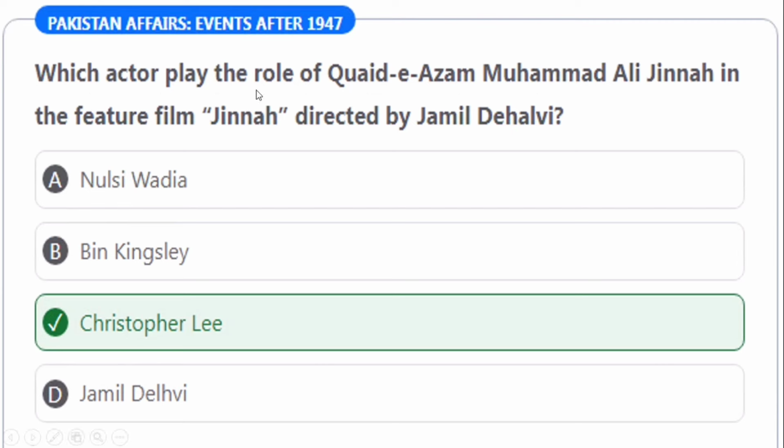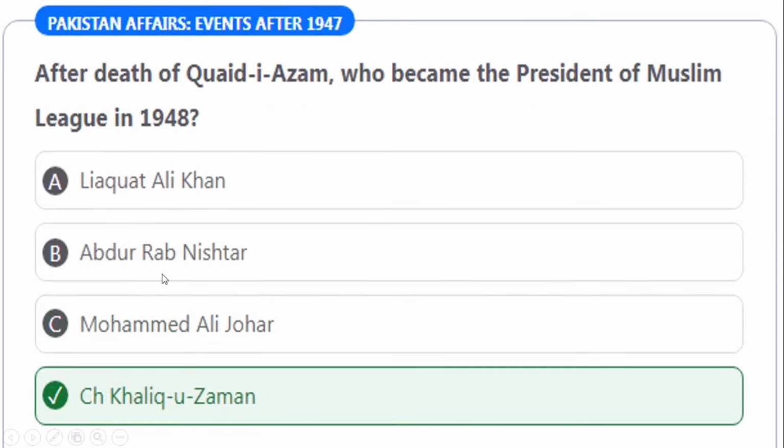Which actor played the role of Qaid-e-Azam Muhammad Ali Jinnah in the feature film Jinnah directed by Jamil Dehlavi? Right option A, C number, Christopher Lee. After death of Qaid-e-Azam Muhammad Ali Jinnah, who became the president of Muslim League in 1948? Right option A, D number, Chaudhry Khaliquzzaman.